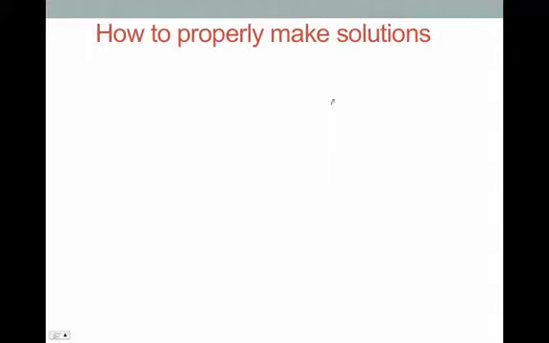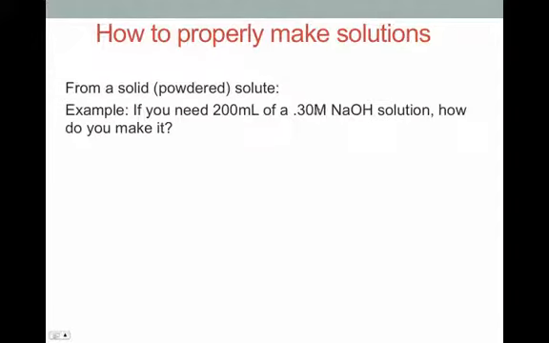So now, how do we do this from our two different methods? The first method is from a solid or powdered solute. We're going to work through an example and discuss how you do it at the same time. If you need 200 milliliters of a 0.30 molar NaOH solution, how do you make it?